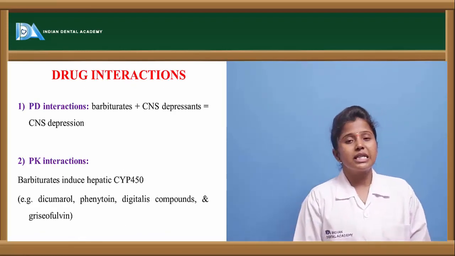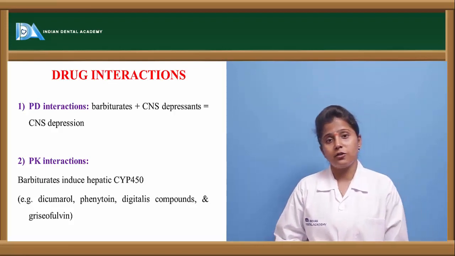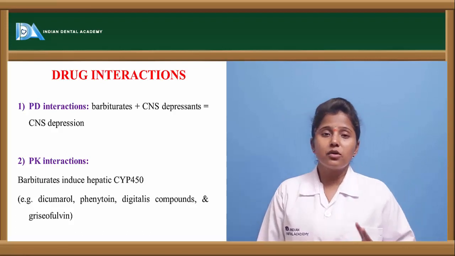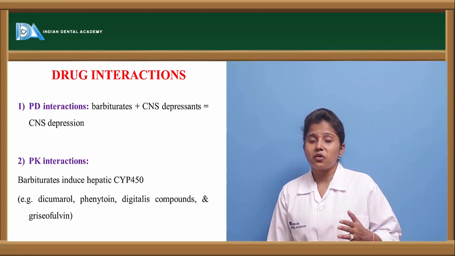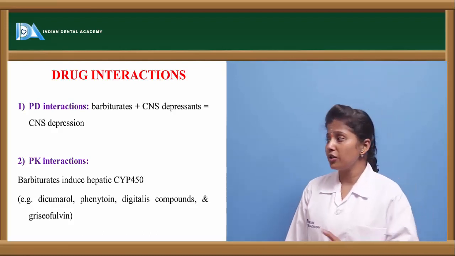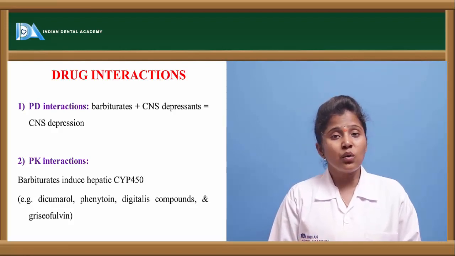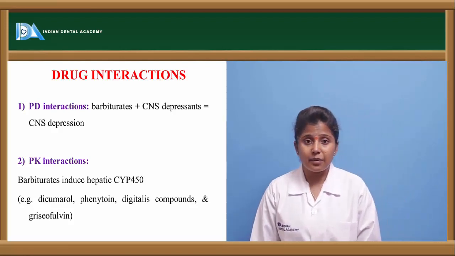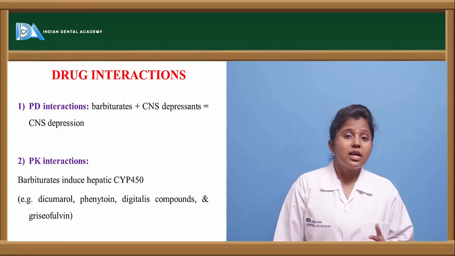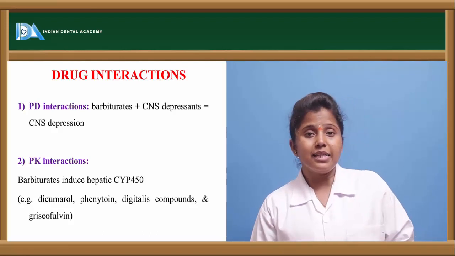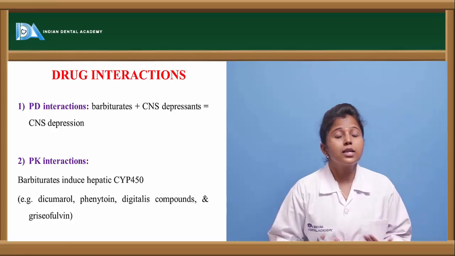So what are the drug interactions? Or else we can say, what are the contraindications of these barbiturates? There are pharmacodynamic interactions as well as pharmacokinetic interactions. So what are these pharmacodynamic interactions? These barbiturates should not be given with CNS depressants like tricyclic antidepressants and MAO inhibitors. There are various other antidepressants. These barbiturates should not be given with these drugs because they may cause CNS depression. These barbiturates induce sleep, and at the same time CNS depressants also cause drowsiness.